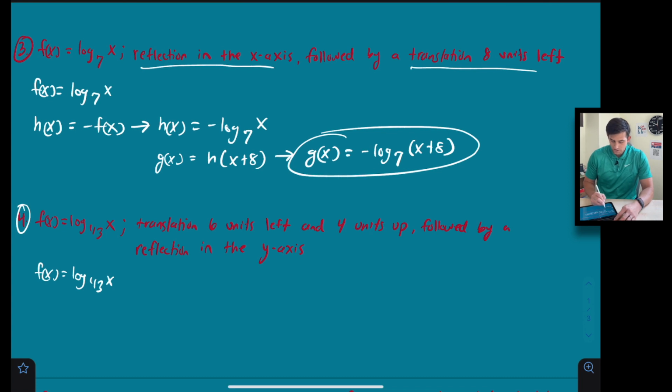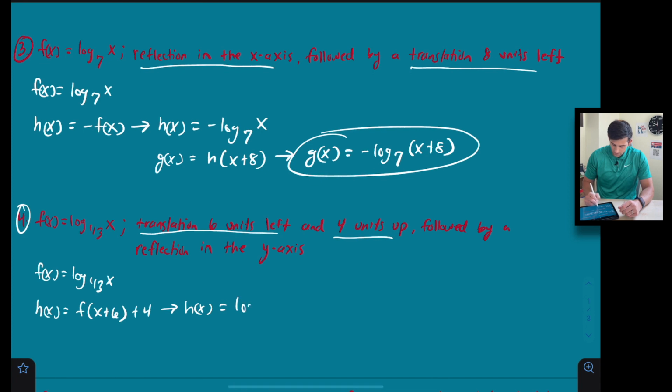And we can do these 2 translations actually at the same time. Okay, so let's say h of x is equal to, and we're going to translate 6 units left, so that's once again a plus. So we could say the f of x plus 6. And then 4 units up would also be plus, so plus 4. Okay, so now that would give us h of x is equal to log base 1/3 of x plus 6, and then we'd have a plus 4 on the outside.